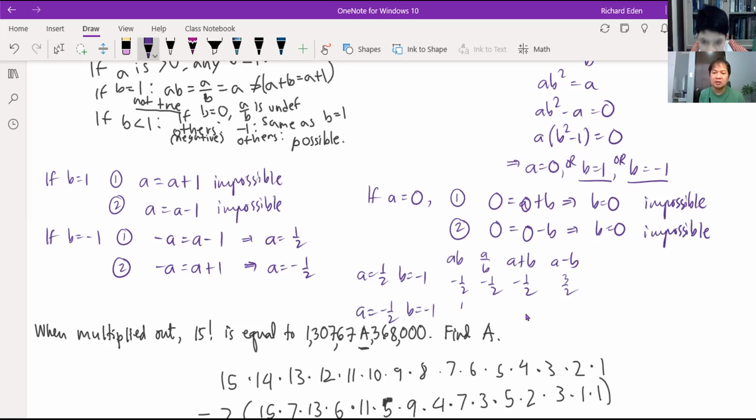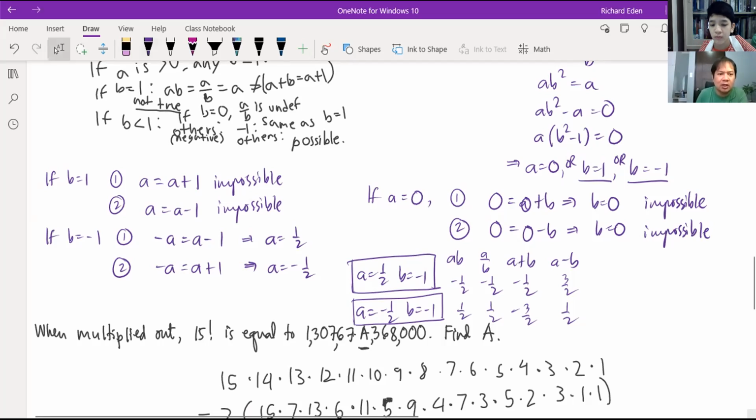AB is +1/2, A over B is also +1/2, A plus B is going to be -3/2, and on the other hand, A minus B is going to give us 1/2. So we have 2 ordered pairs. A is 1/2 with B equal to -1, or A equals -1/2 with B equal to -1. And we can see that in each case of the 4 expressions, exactly 3 are equal, and the 4th expression is different.